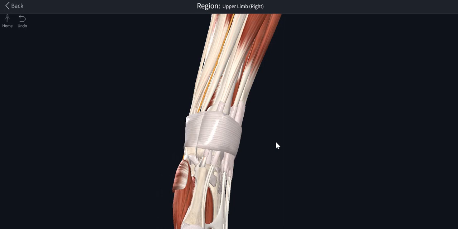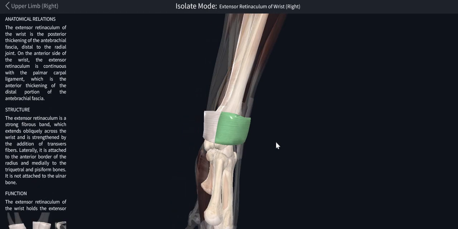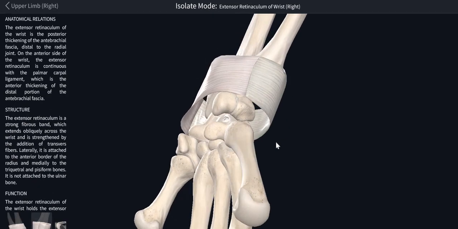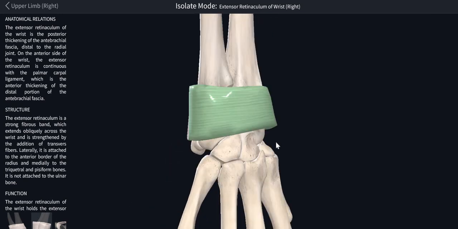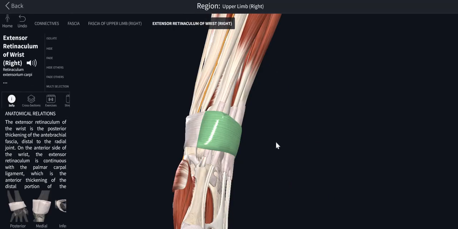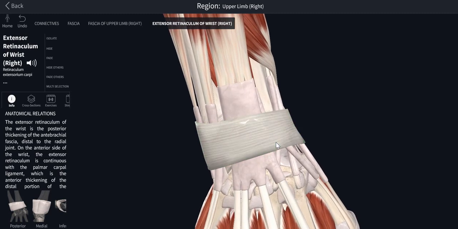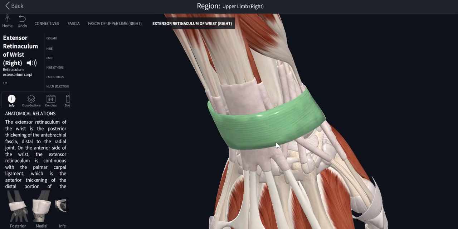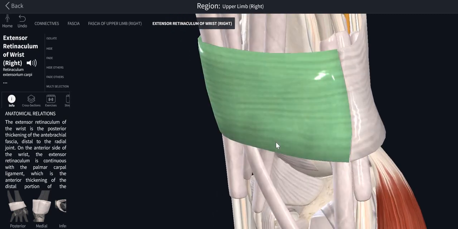So now let me show you quickly. Medially it is attached to the hook and the pisiform, while laterally it is attached to the lateral aspect of the radius. Nice. So as we said, this extensor retinaculum divides the posterior aspect of the hand, especially at the wrist joint, into six compartments. The first compartment is this compartment.